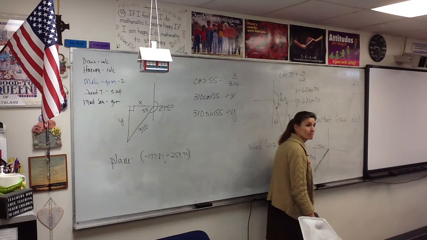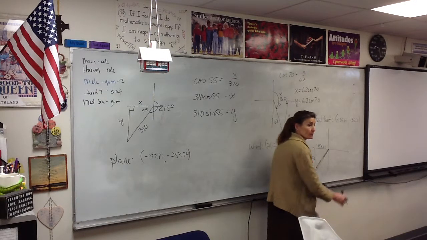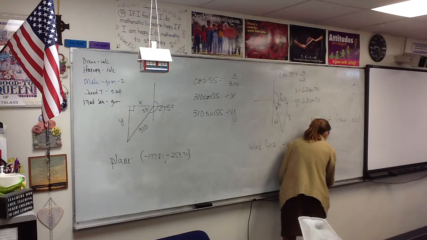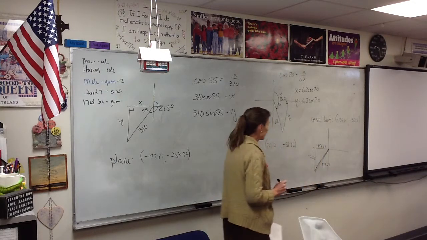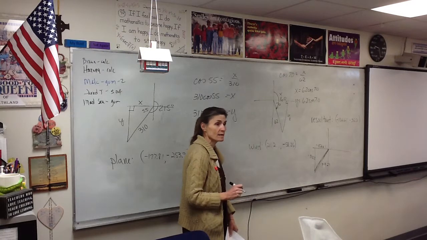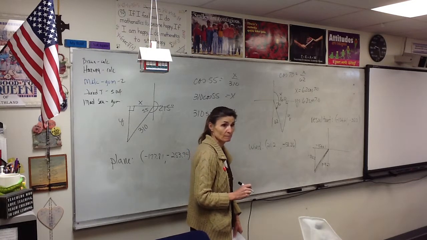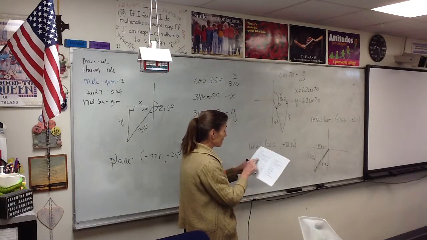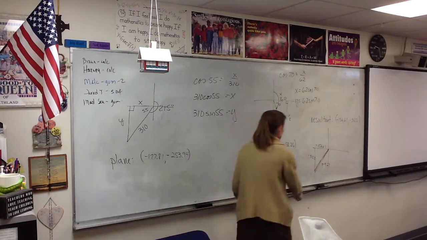What is it? 349.27. Did anybody else get that? Yeah, that's it. So the plane is actually flying at a speed of 349.27 miles an hour. Sure. Now we need his actual direction. It says find the speed and direction. So here's the speed.